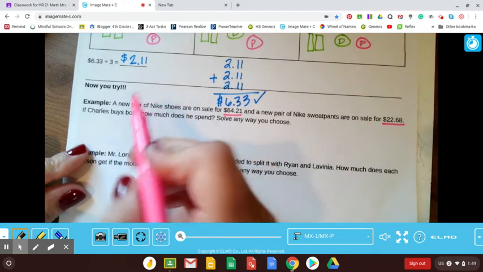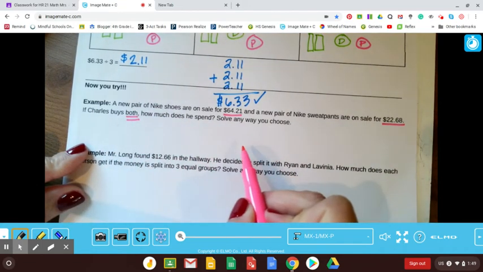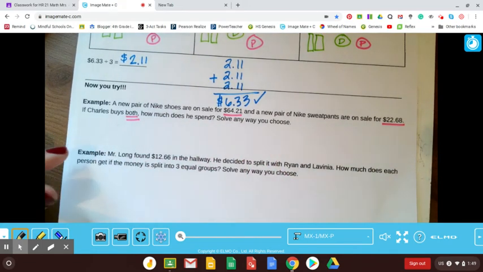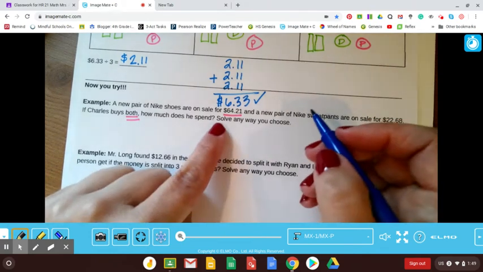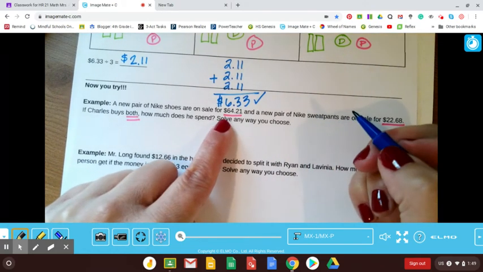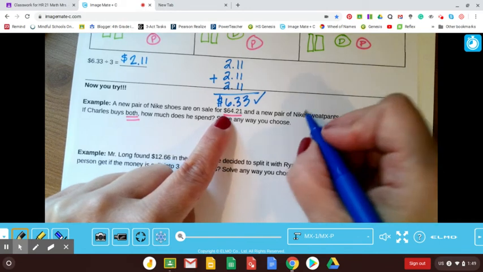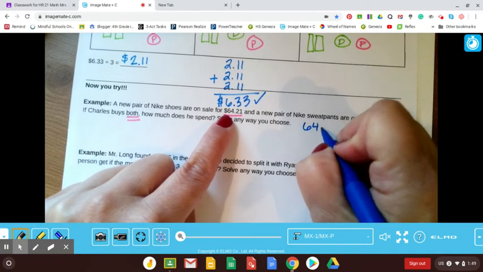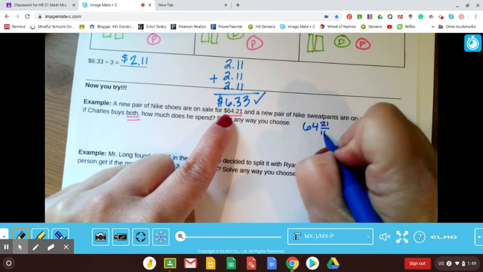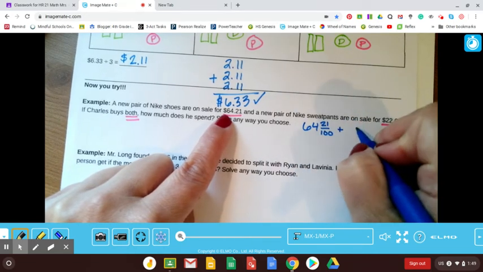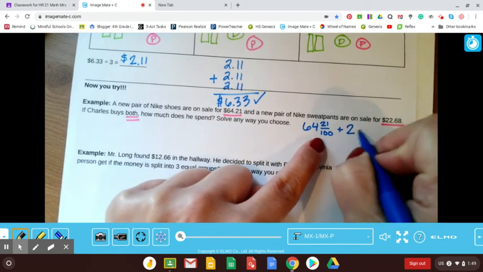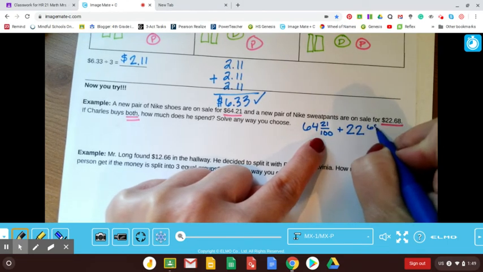If Charles buys both, how much does he spend? Solve any way we choose. So I'm thinking the operation is going to be addition because I want to know how much Charles spends in total. One way that I could do this is I could use fractions. I could say 64 and 21/100 plus 22 and 68/100.